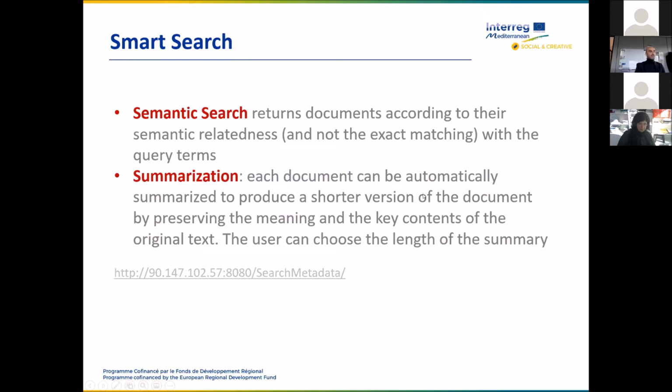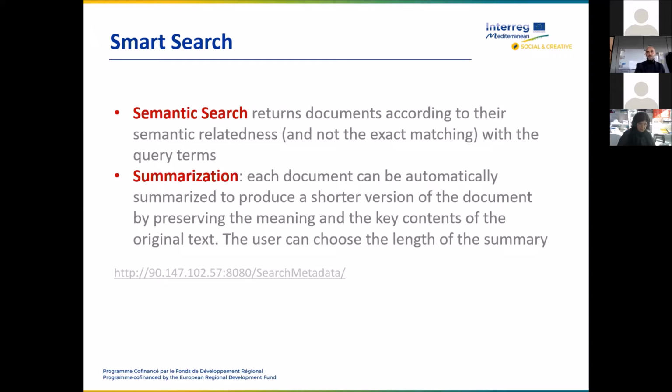I start with the smart search. The smart search service provides two main services. The first service is a semantic search engine. As the previous speaker told you, the semantic search is able to return documents according to their semantic relatedness and not the exact matching with the query terms. So differently from a classical search engine, which returns documents if and only if query terms occur in the documents, a semantic search is able to return documents which are somehow correlated to the query terms.